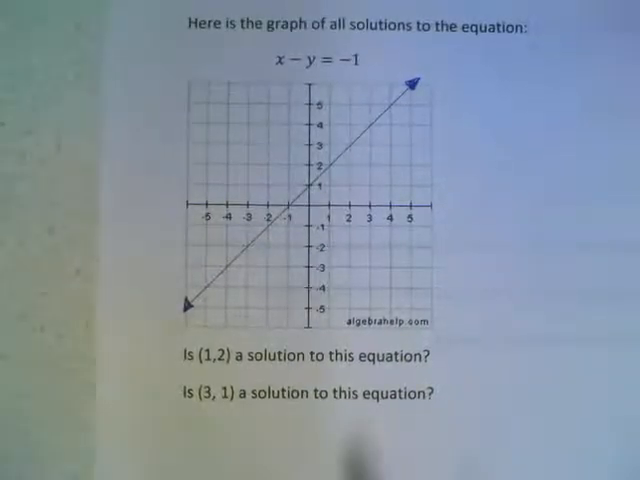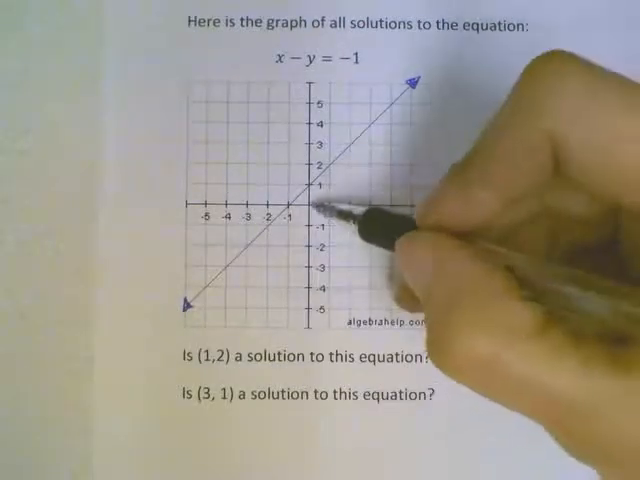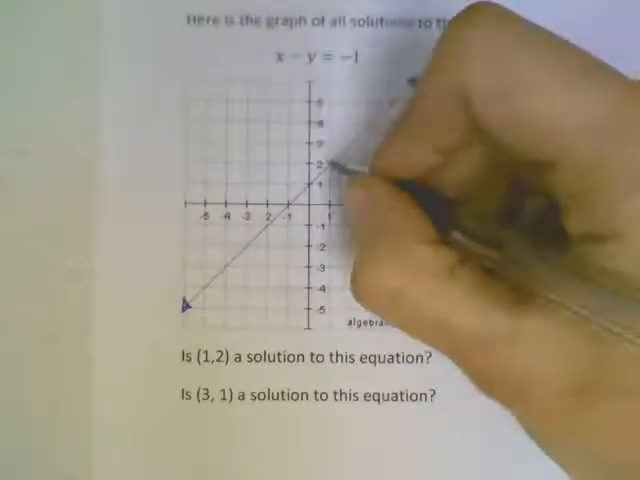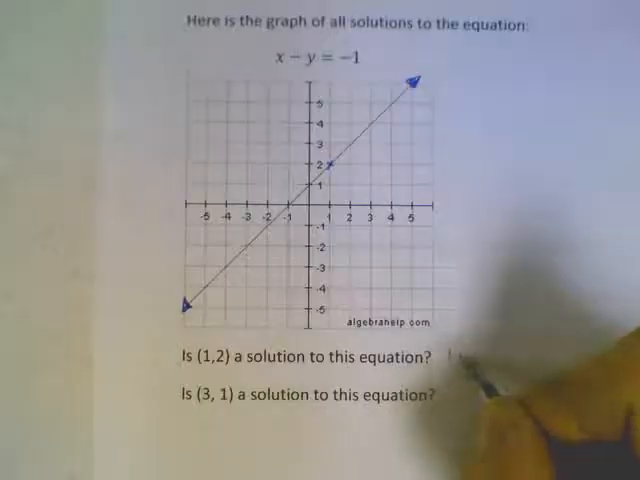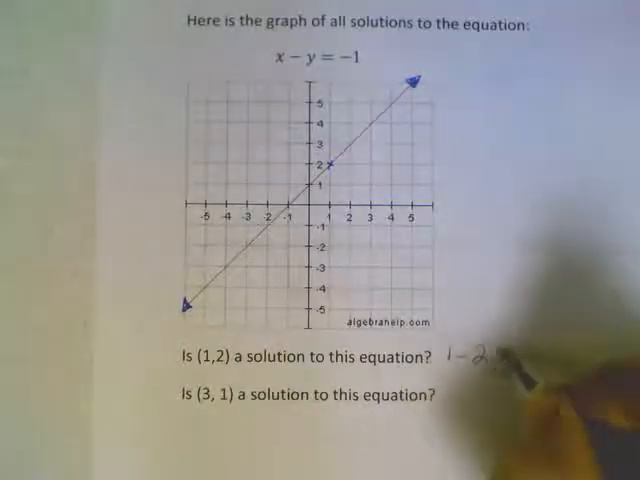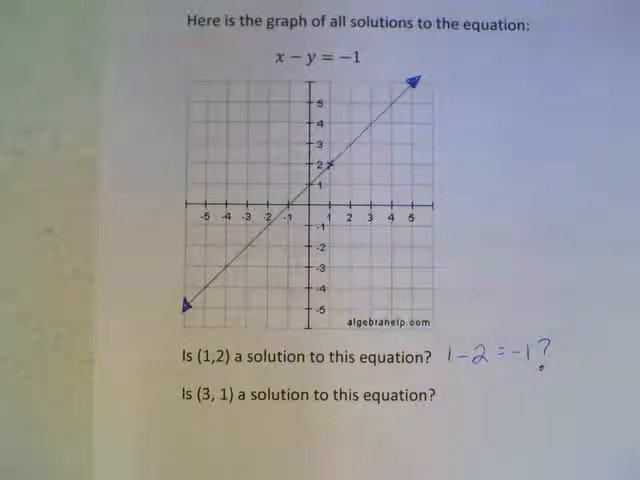So the question is, is 1, 2 a solution to this equation? And there's two ways I can find this out. I can either look on the graph and see if the point 1, 2 is on the graph, which in this case it is, or I could plug that point into the equation. If I plug the point into the equation, I plug in 1 for x minus 2 for y, and I ask myself if this is a true statement. Since 1 minus 2 equals negative 1, yes it is. It's both on the graph and works in the equation.